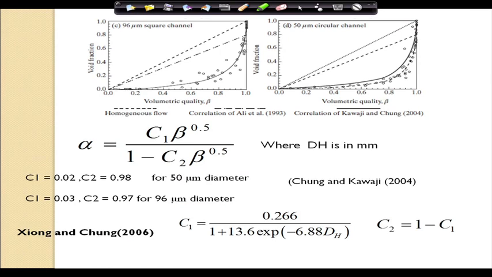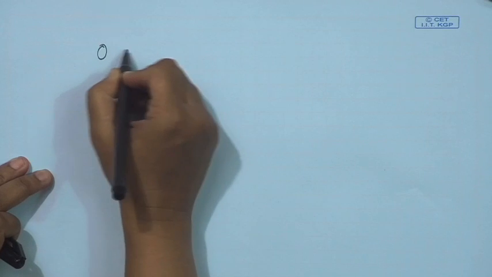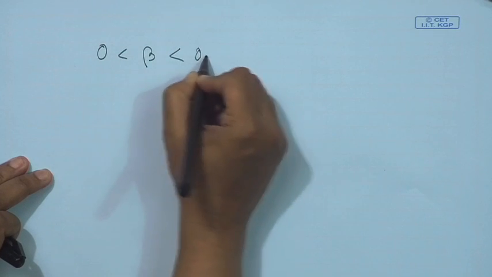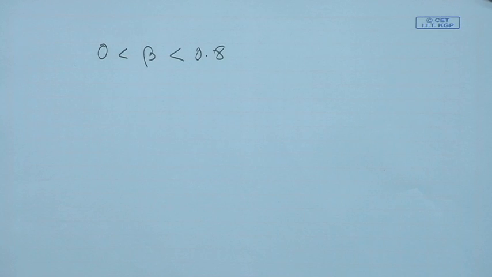For example, in this particular case, if I ask you why does the trend suddenly change around beta equals 0.8, and why is the trend different for larger and smaller microchannels? So, in this particular case, if you observe closely, what do you notice? We notice that at lower values of beta, for beta varying between 0 to 0.8, what happens, you tell me?